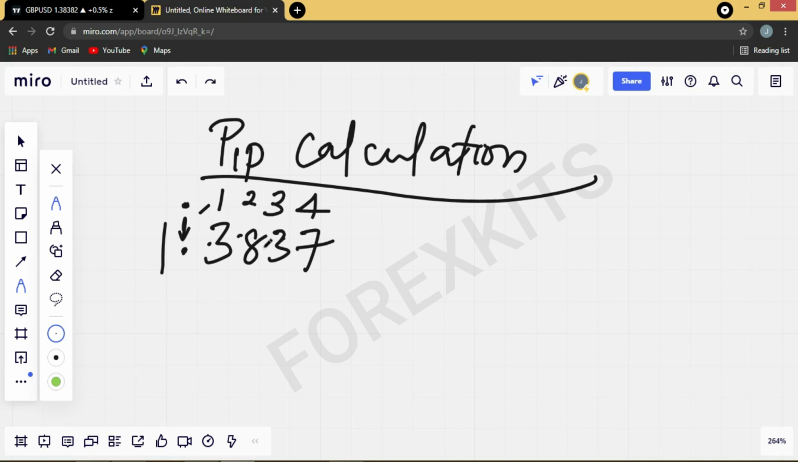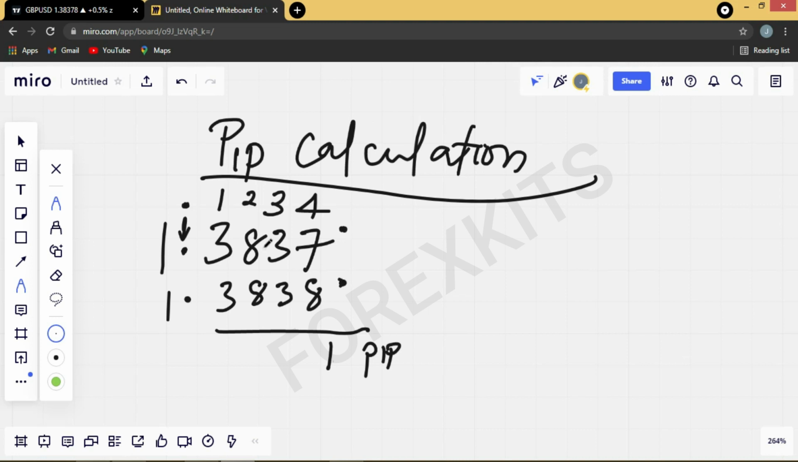Now that you have that understanding, what happens if price changes from what we have right now to 1.3838? Initially we had 1.3837. What now happens if price moves up to 1.3838? We've had a 1 pip movement. How do we know this? The only change that has happened is between these two numbers, 7 and 8. You now understand that 1 has been added to 7 for us to have 8.